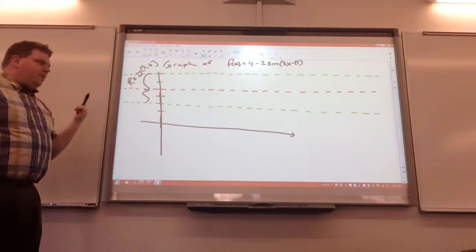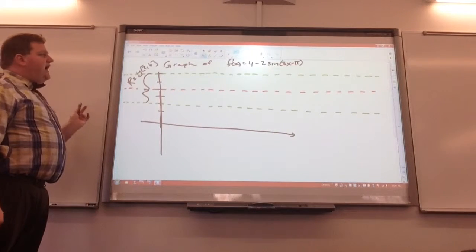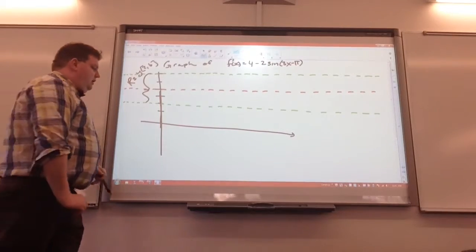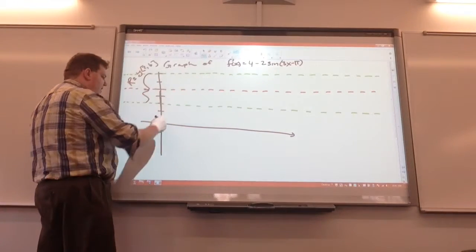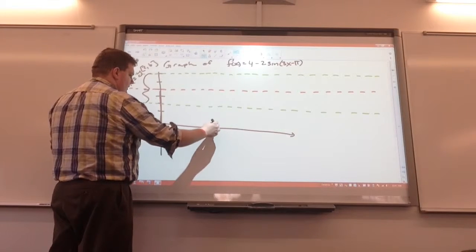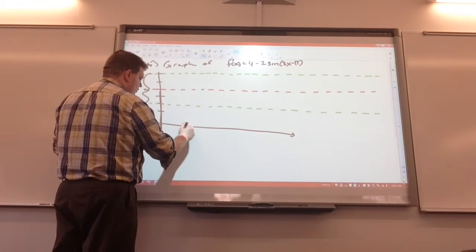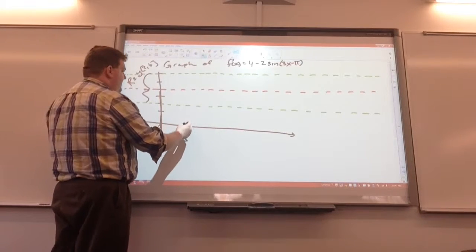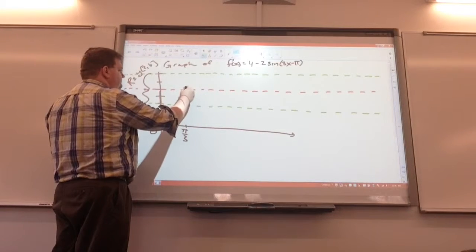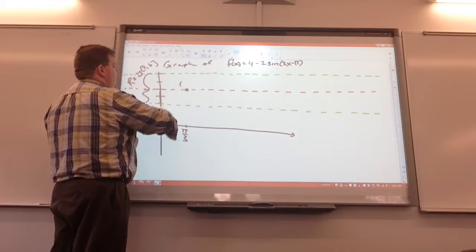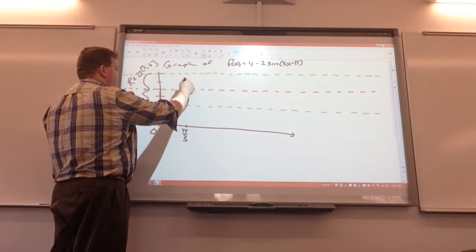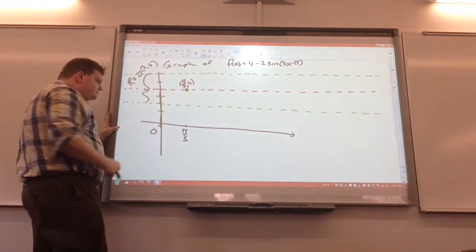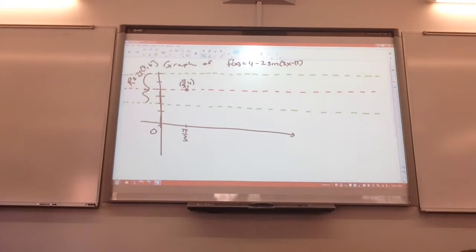Good. Now, the next thing we've got is a starting point. The starting point was pi over 3. So here's where 0 is. We'll call this pi over 3 right here. So that means I'm going to start at that location right here. This point here is pi over 3. This is the starting location for my graph.